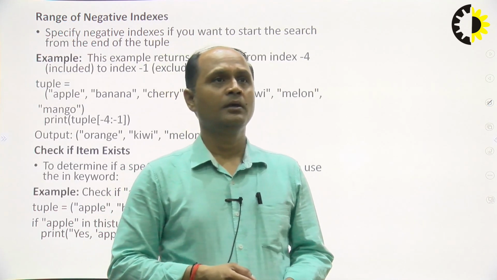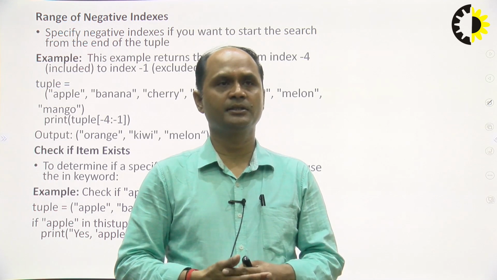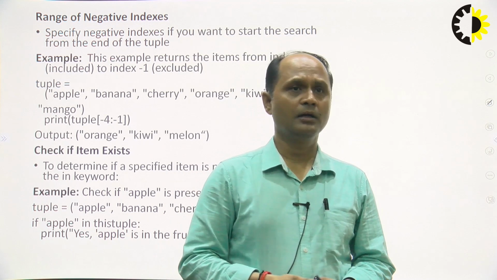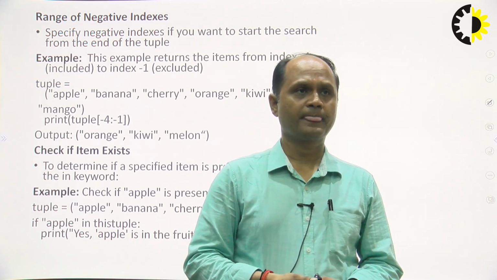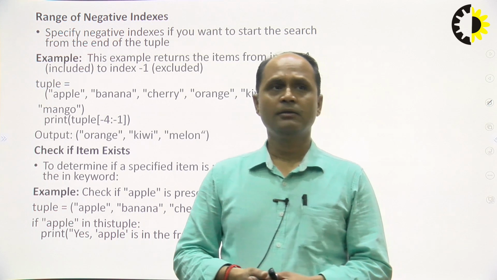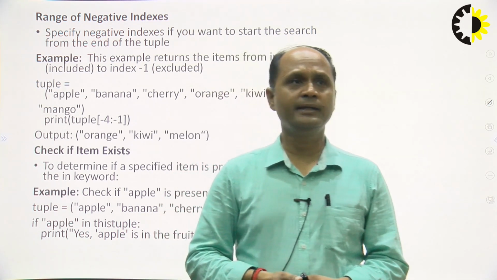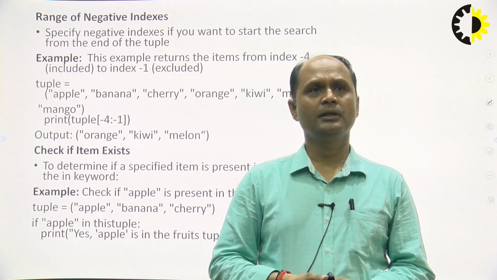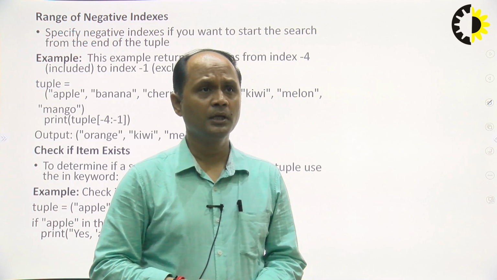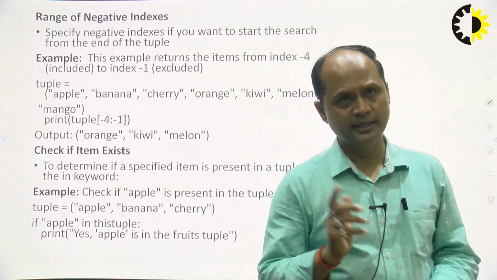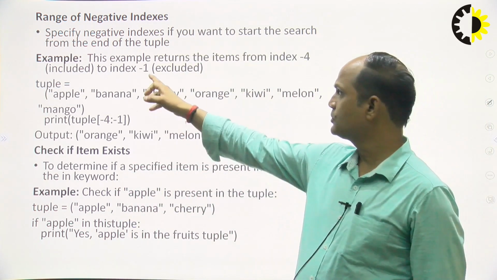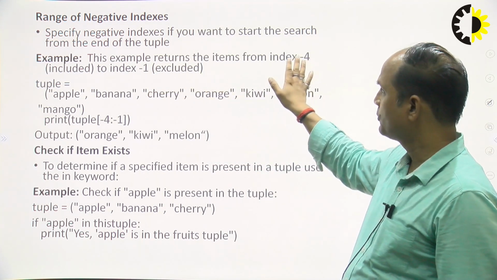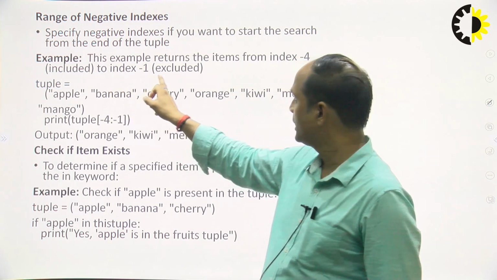Now we will give the range in a negative index. We will also discuss the negative index and how we use it in a range. How is it implemented if we want to search an item from the last of the tuple? How will it be excluded, and how will it be included? We can take the example of a negative index in a particular range. Suppose this example returns the items from index -4 included to -1 excluded.